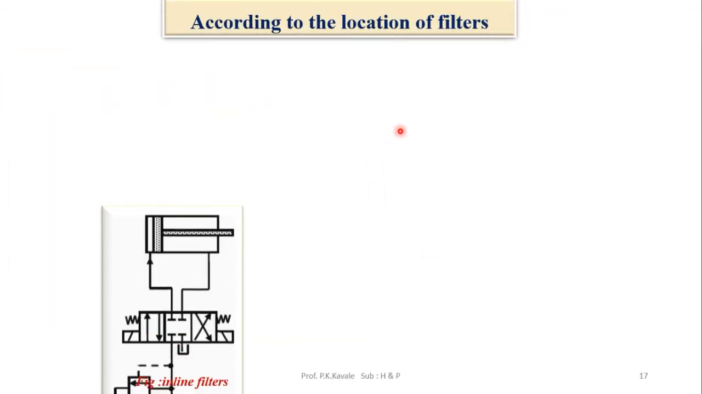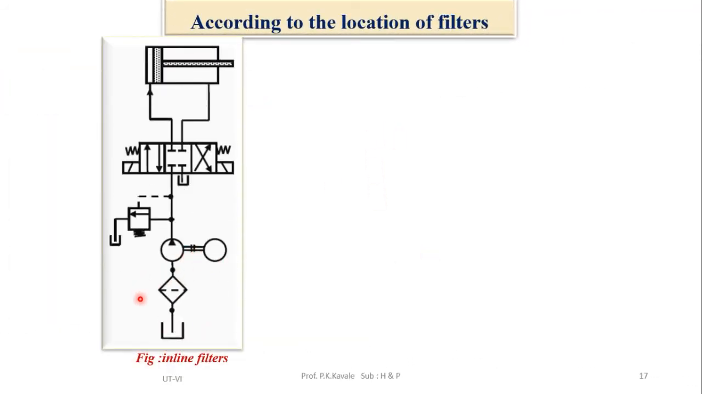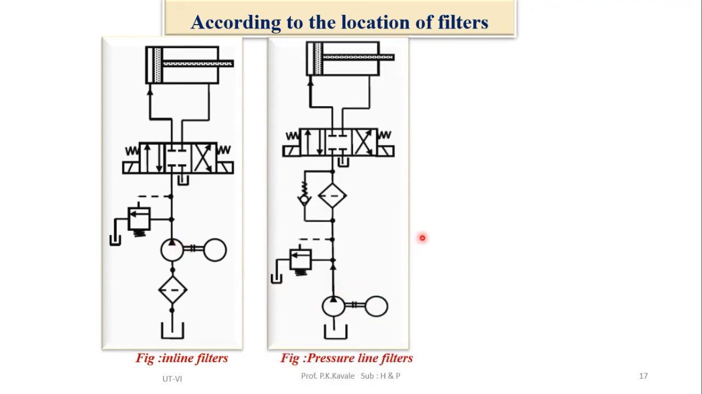According to location of filters, if you see, this is a filter symbol, and this is at the starting point, so they are known as the inline filters. Now see, the filter has been moved nearer to the valves after the pump. After the pump it has to handle more pressure. Before the pump it has to handle less pressure, so they are known as the pressure line filters.